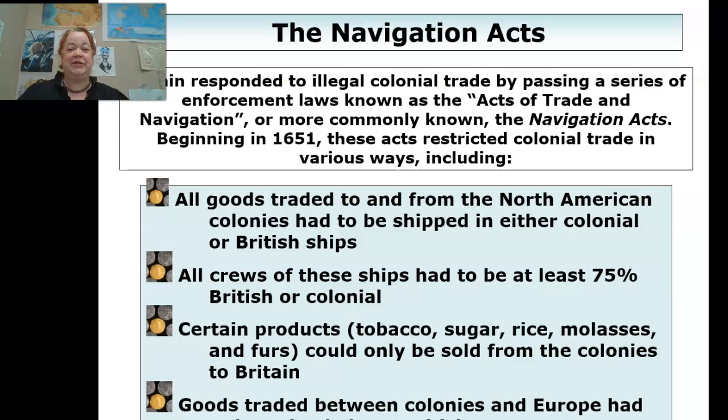Well, the British did respond to the illegal colonial trade once they figured out what was going on by passing a series of enforced laws known as the Acts of Trade and Navigation, or more commonly known as the Navigation Acts. Beginning in 1651, these acts restrict colonial trade in various ways. All goods traded to and from the North American colonies had to be shipped in either colonial or British ships.